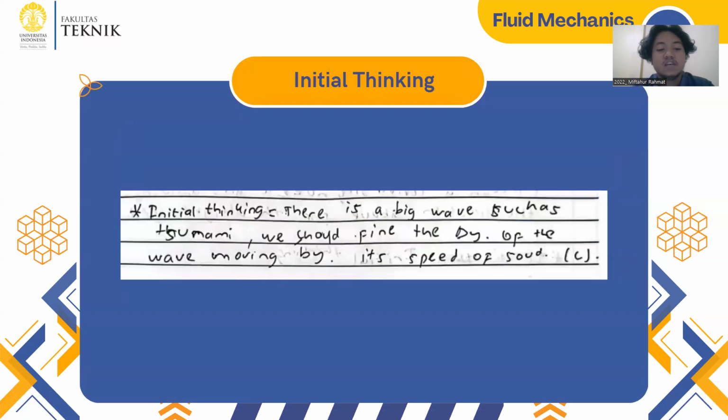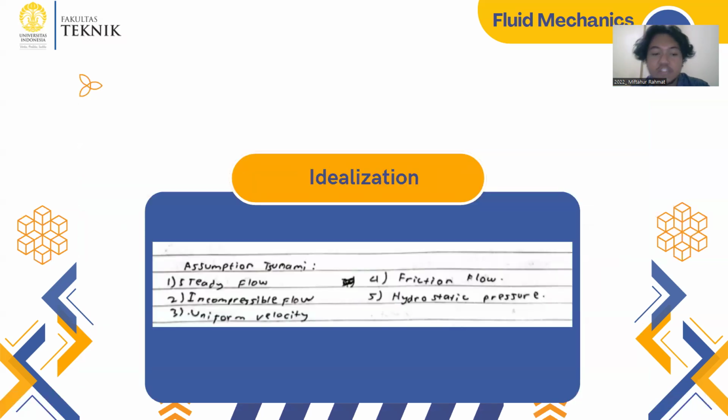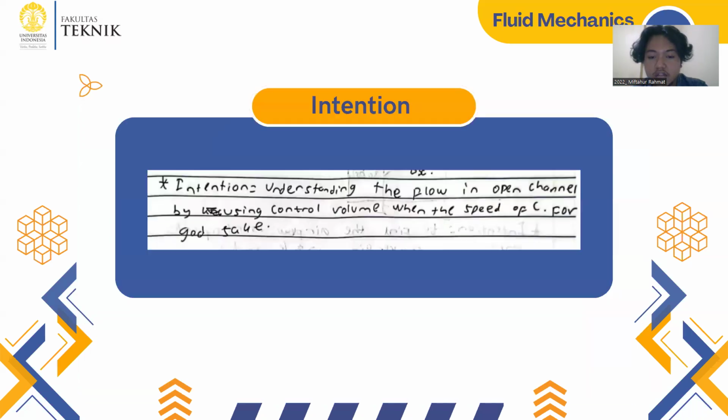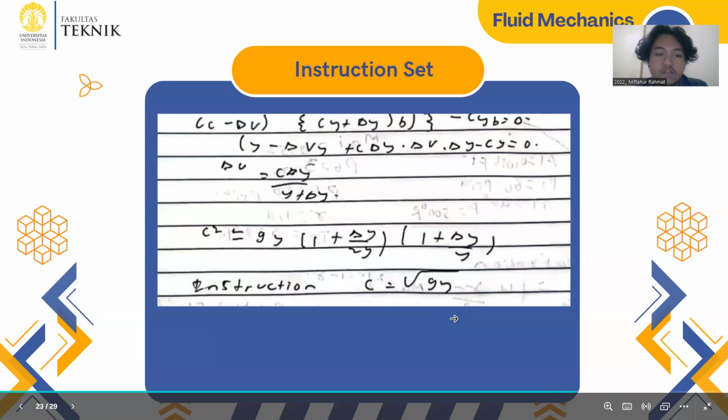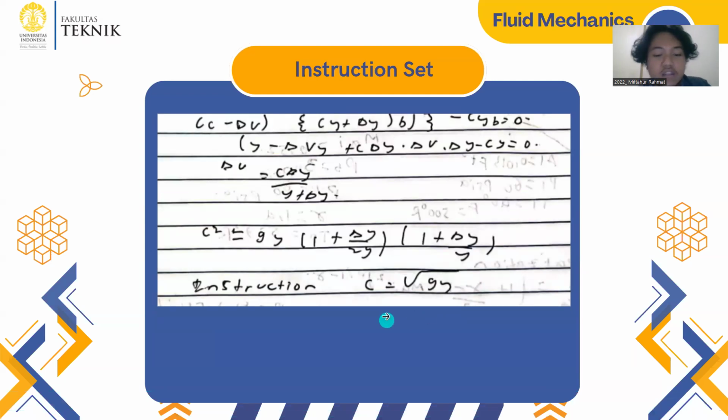For the initial thinking, there is a big wave such as a tsunami, we should find the delta y of the wave moving at its speed of sound or C. For the idealization, it's a steady flow, incompressible flow with uniform velocity. Also, there is a friction flow, and then there is a hydrostatic pressure in the area of the tsunami. For the instruction set, we can get C, it's equal to root of gy.